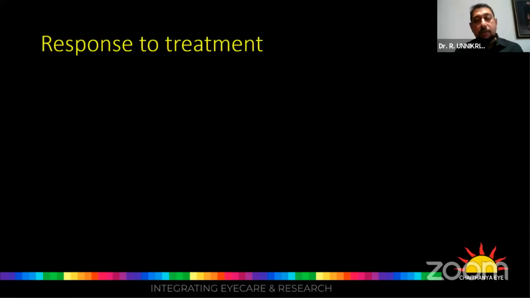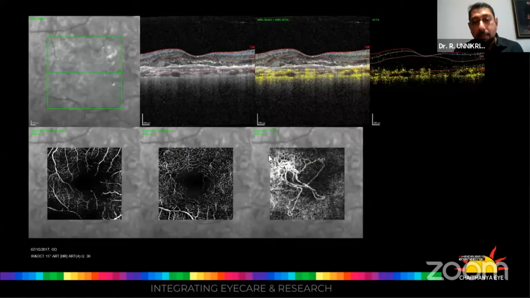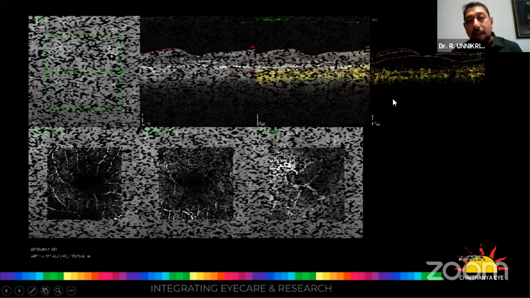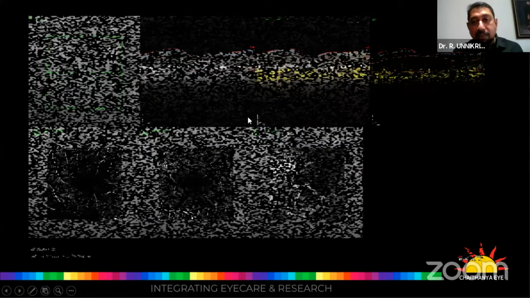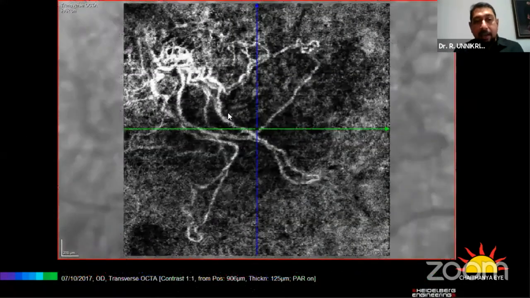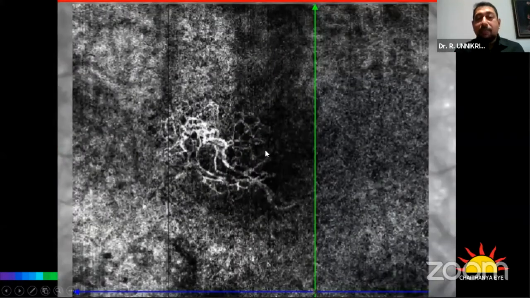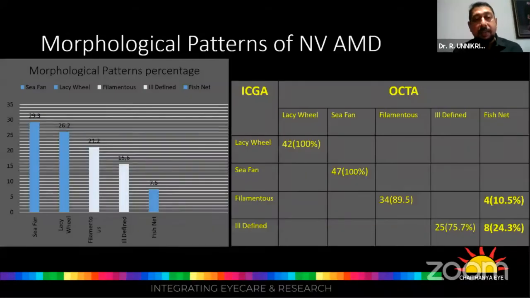Response to treatment. Here you see a picture of a large filamentous area with anastomotic channels. After treatment, you see that the small anastomotic channels have disappeared and only the large filamentous areas are remaining. And then after some time, you see regrowth. This is what you mean by regrowth. Before the patient has additional fluid, you see that the CNVM is growing back again. These features you cannot simply see in a dye-based angiography.